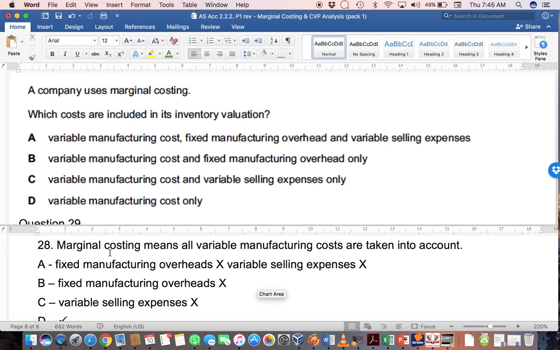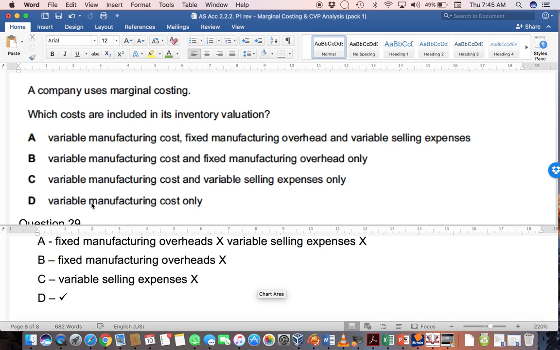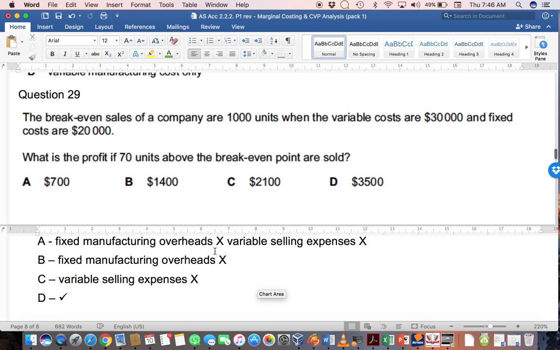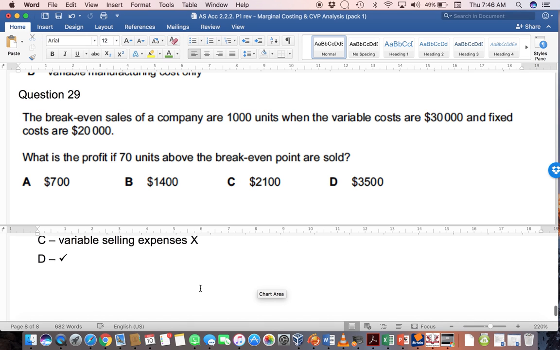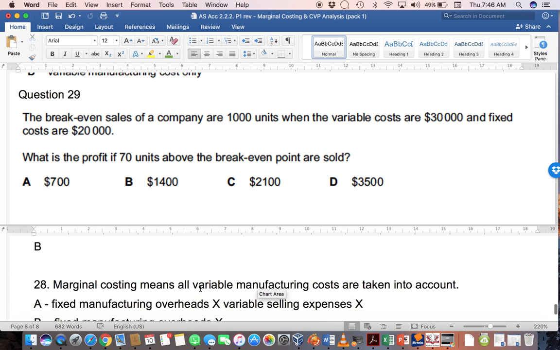And obviously selling expenses also is going to be, so that's why I'm going to take the selling expenses out because it's not manufacturing, and I'm going to exclude A and B also because fixed costs don't come into it. Remember that marginal costing is referring to variable costs. So therefore, the variable manufacturing cost only, or D, is going to be the most suitable answer.